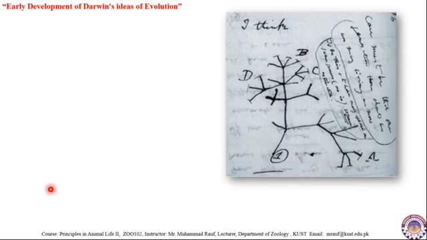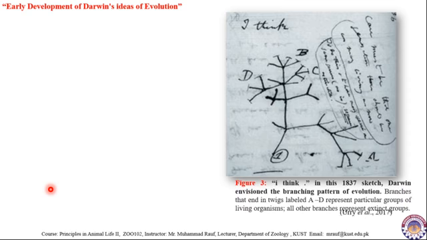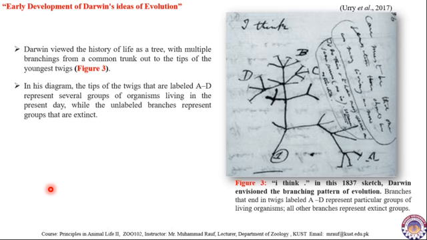This is a sketch from one of Darwin's notes. Darwin viewed the history of life as a tree with multiple branches from a common trunk out to the tips of the youngest twigs. So this is just like a tree, and these are the different branches of this tree, and these branches are divided into branchlets, and you can call it a tree of life.